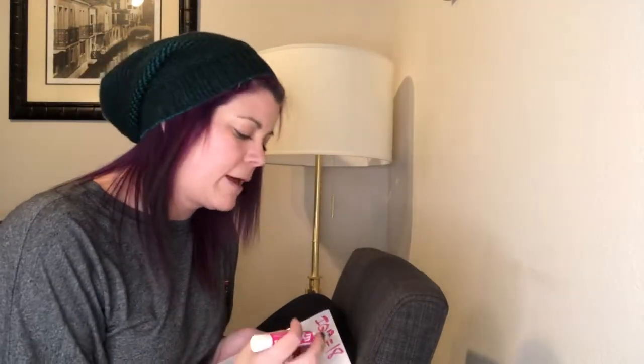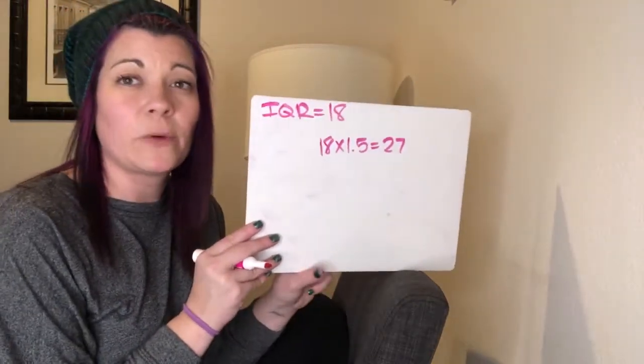So to calculate, let's use our IQR, which was 18, right? To find an outlier, you multiply the IQR by 1.5. You will always multiply the IQR by 1.5. The 1.5 doesn't change. So once you find the IQR, you multiply it by 1.5. And 18 times 1.5 is 27.